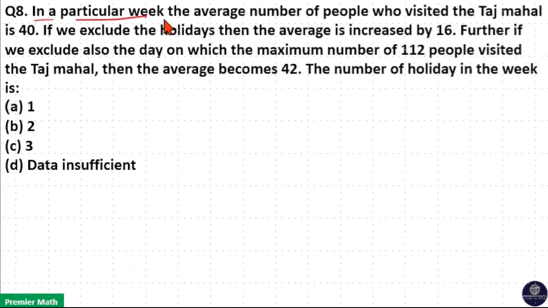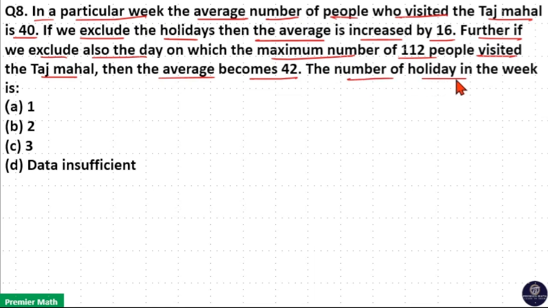In a particular week, the average number of people who visited the Taj Mahal is 40. If we exclude the holidays, then the average is increased by 16. Further, if we exclude also the day on which the maximum number of people visited the Taj Mahal, then average becomes 42. The number of holidays in a week is, here let us consider number of holidays as x.